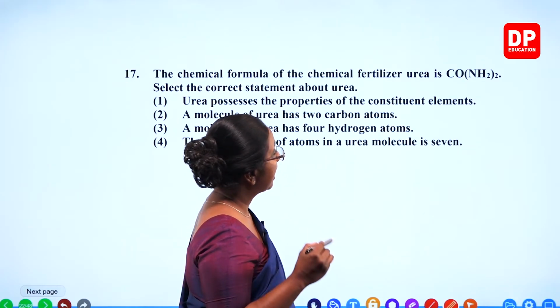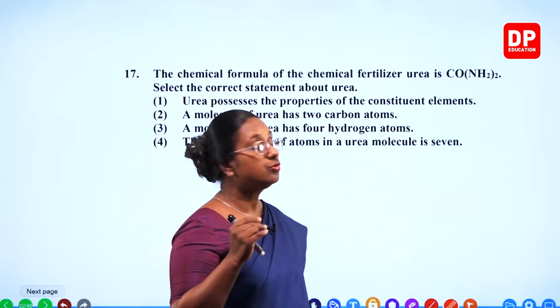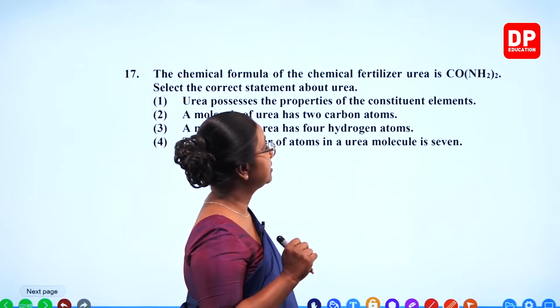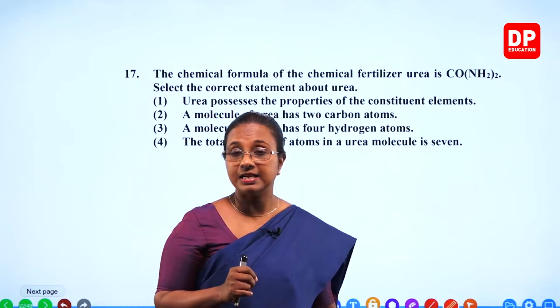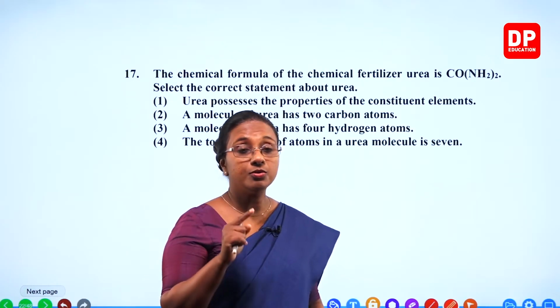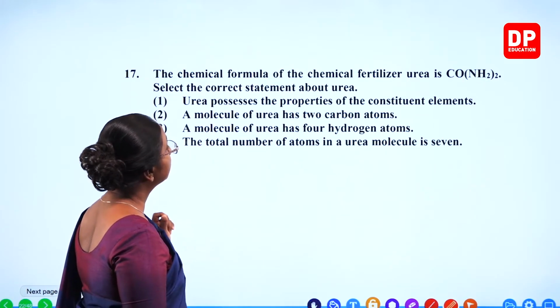CONH2 twice. So that means there is 1 carbon, 1 oxygen, and there are 2 NH2 components. So there are 2 nitrogen atoms and 4 hydrogen atoms in the molecule. That is why we put the brackets. CONH2 twice.